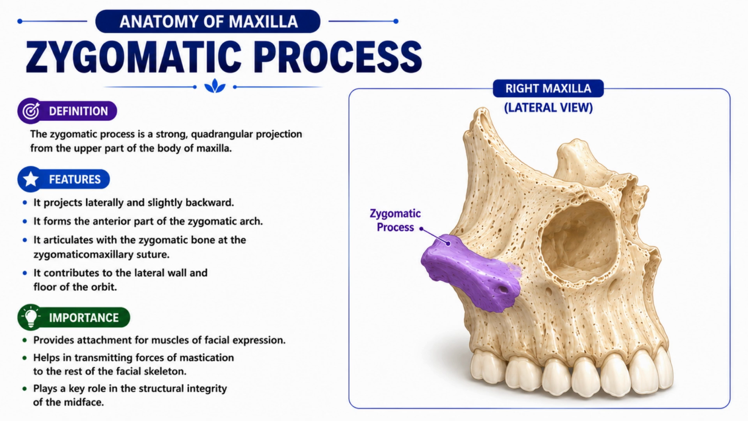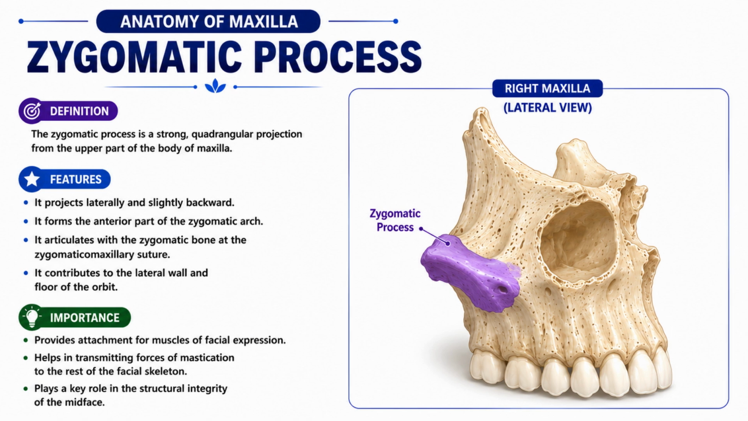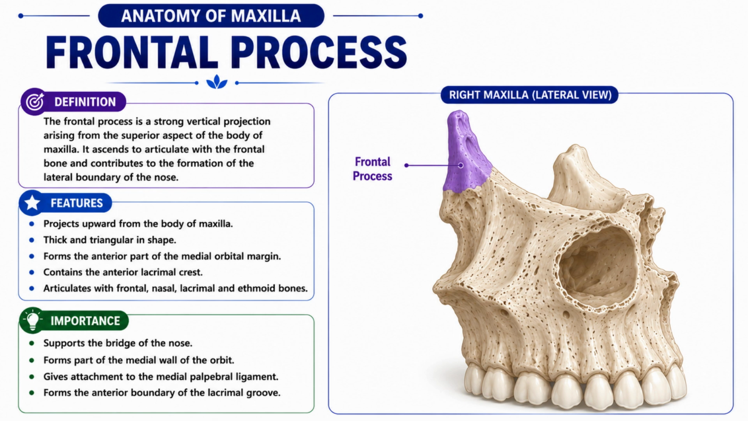Okay. What is its importance? It provides attachment for the muscles of facial expression and also helps in transmitting forces of mastication to the rest of the facial skeleton, and its important role is the structural integrity. Right, it provides the facial prominence. Right, then the frontal process.